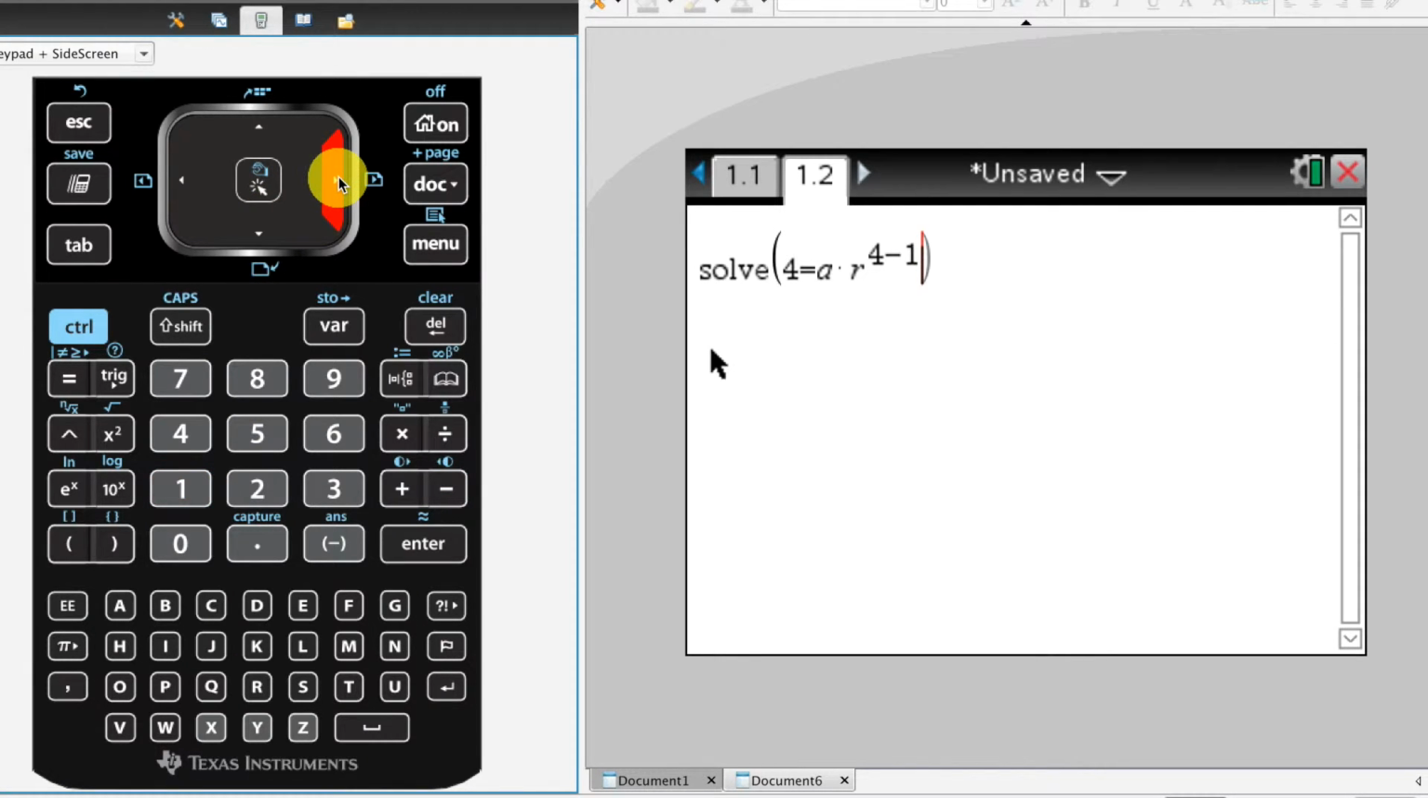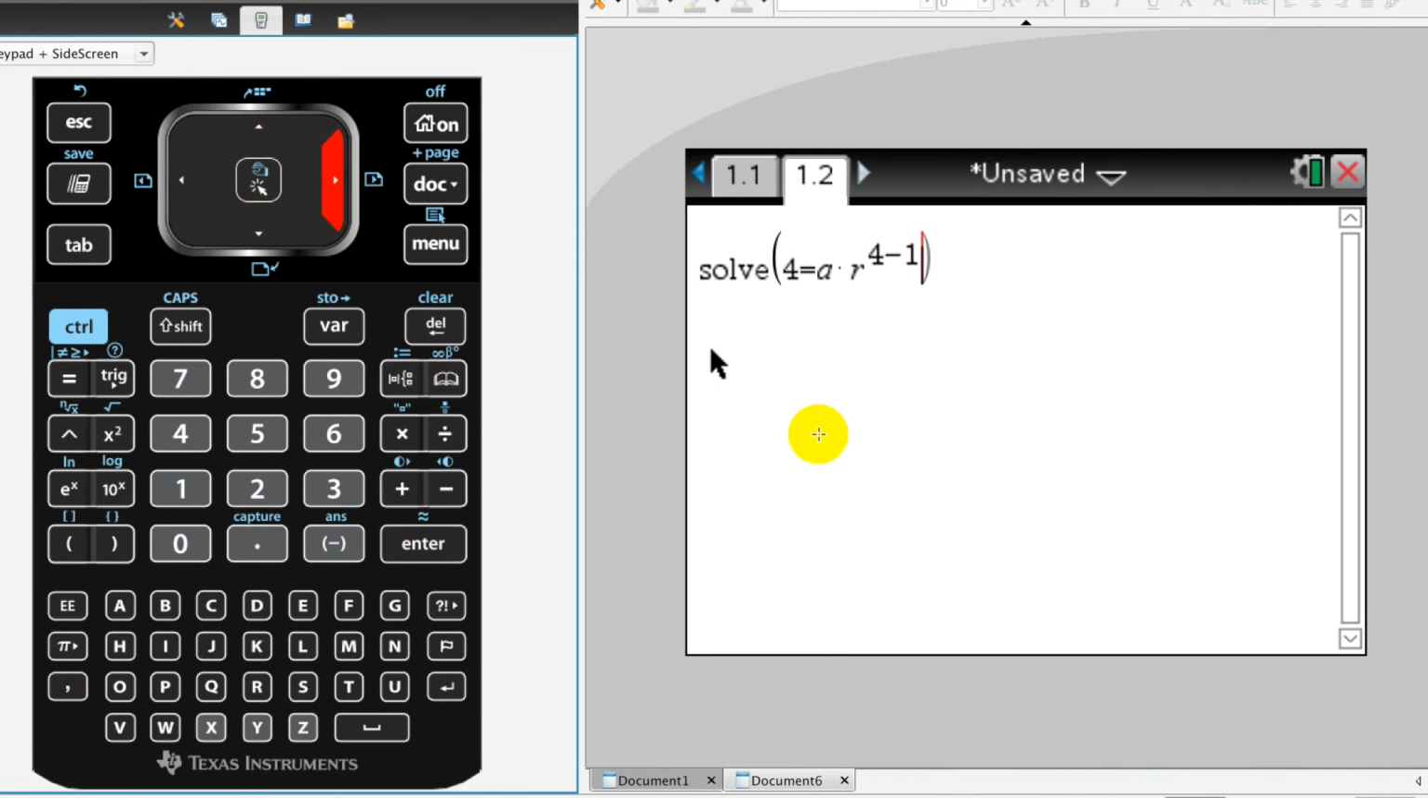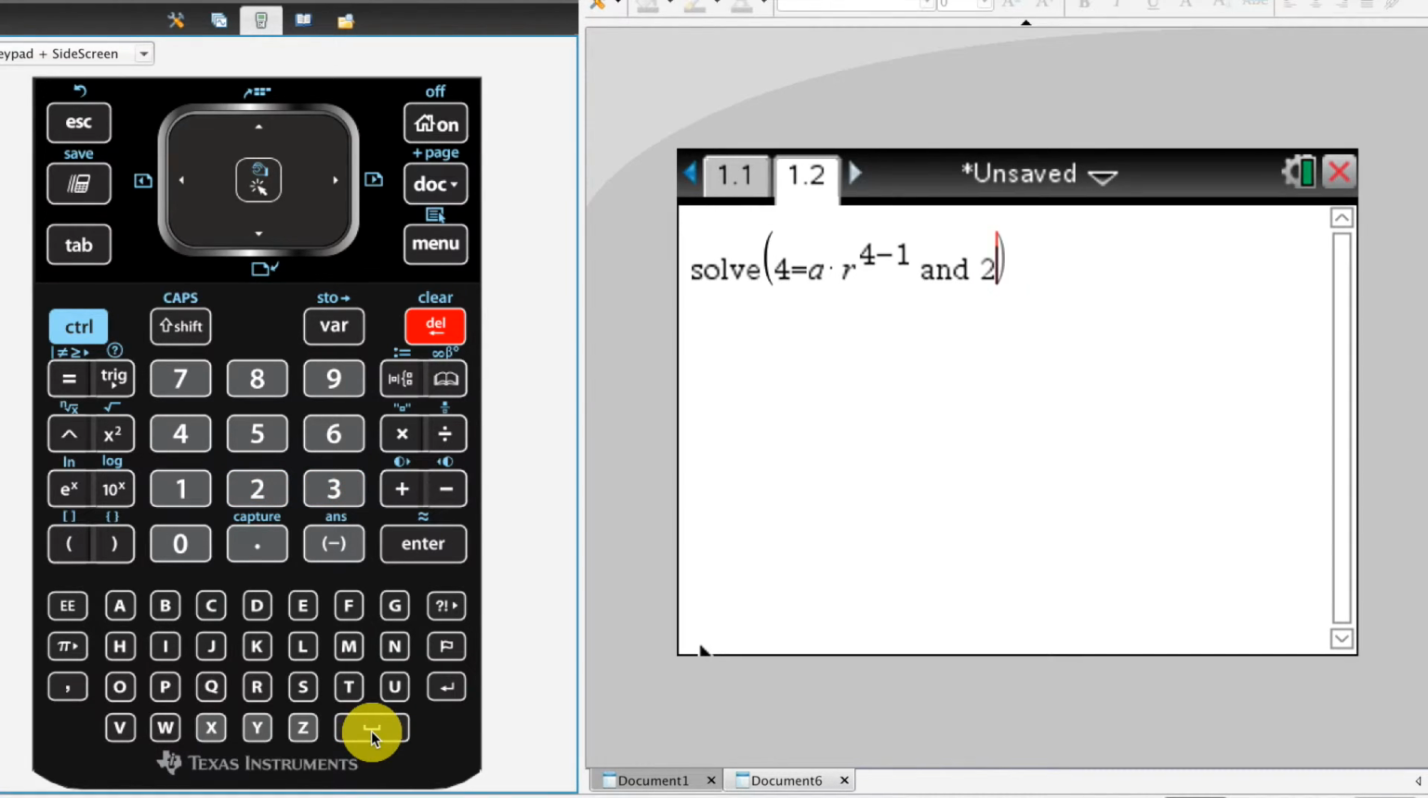I'll just move my cursor down. So what I've entered is the first equation. And literally on the calculator, we type in "and". So it's a space bar, and then "and", space bar again. And now what I'm going to do is enter the second equation in. So 32 equals A times R to the power of 7 minus 1. And then just move the cursor to the side.